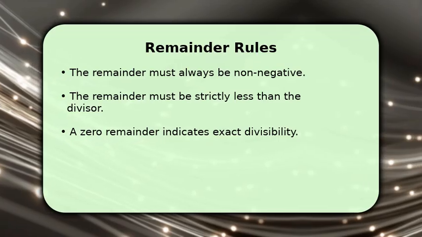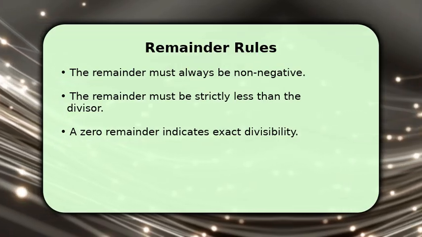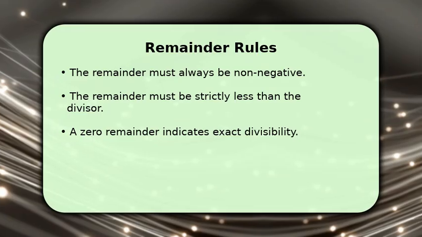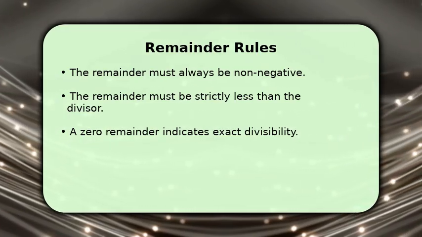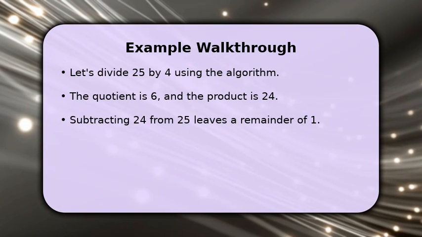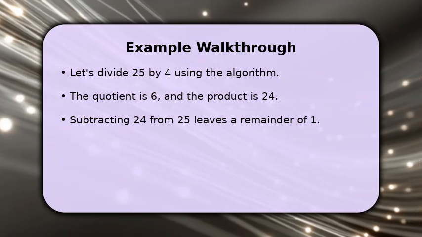If your remainder is 0, it means the dividend is perfectly divisible by the divisor, with no amount left over. These rules ensure a unique and meaningful result. Let's walk through a quick example to solidify your understanding.